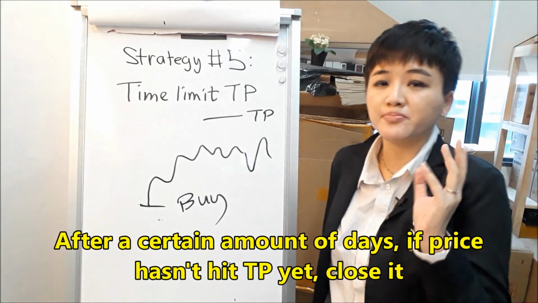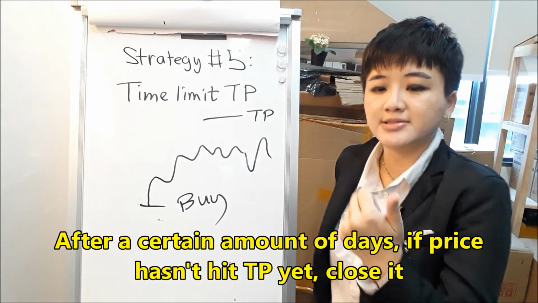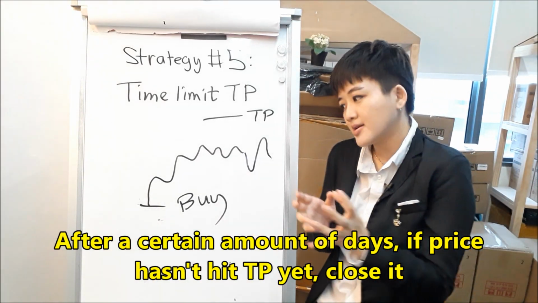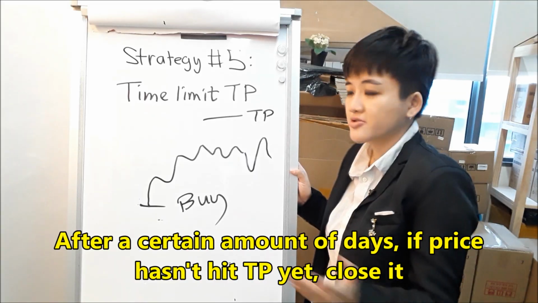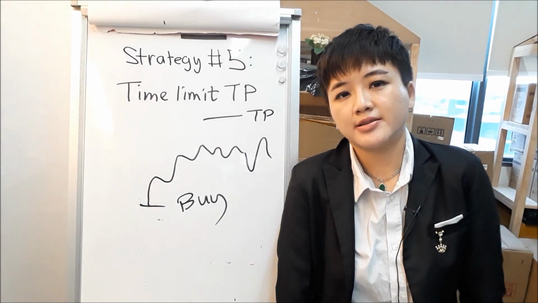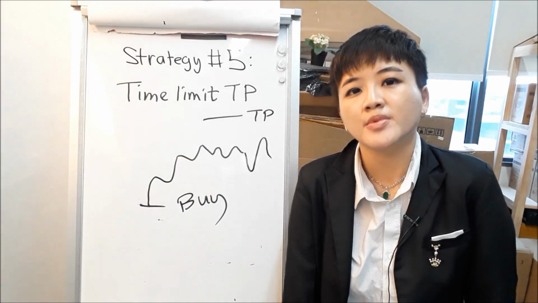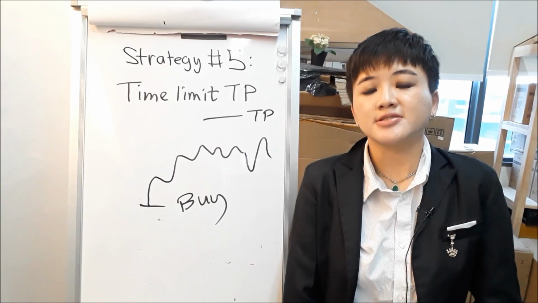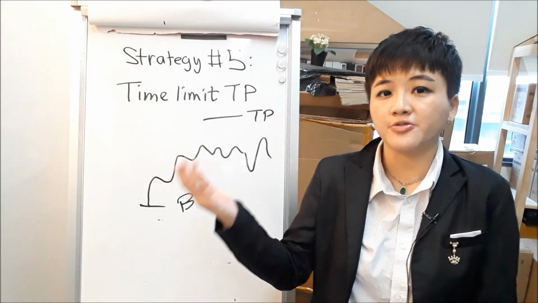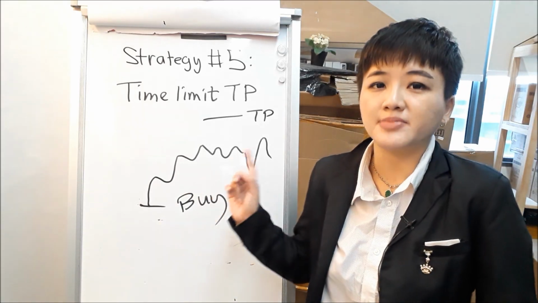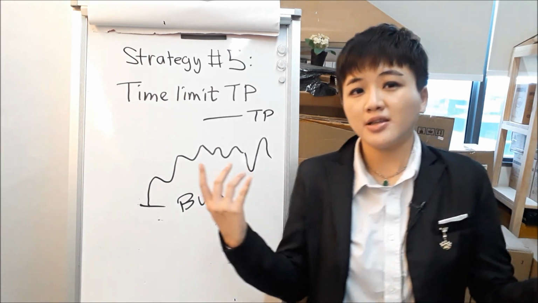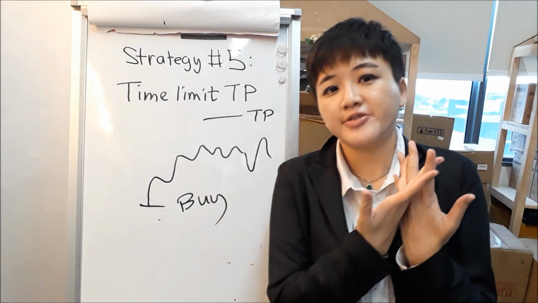Chances are, if it passes a certain requirement, let's say 3 days or 4 days, and the price hasn't touched my TP target, it's not going to work out. So let me just get out. For this strategy, you need to understand at what point in time the trade is considered useless. Some traders open a trade on Monday and hold it to Friday. If this stock doesn't hit my TP target by Friday, I'm going to close it. So you can kind of merge strategy 5 with strategy 4.